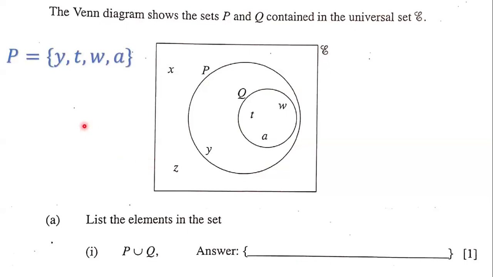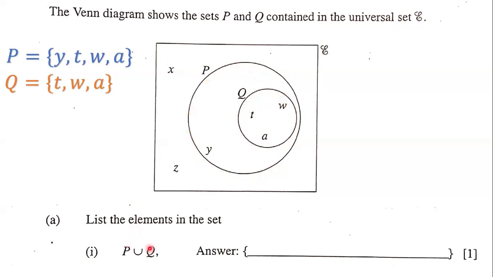Now, what are the elements of Q? Well, the elements of Q are T, W, A. Notice this smaller set Q contains the elements T, W, and A. Notice that Q is a subset of P. We know that Q is a subset of P because all of the elements inside Q are inside P, because Q literally lies within set P. So T, W, A, all of those elements inside Q are also elements of P.